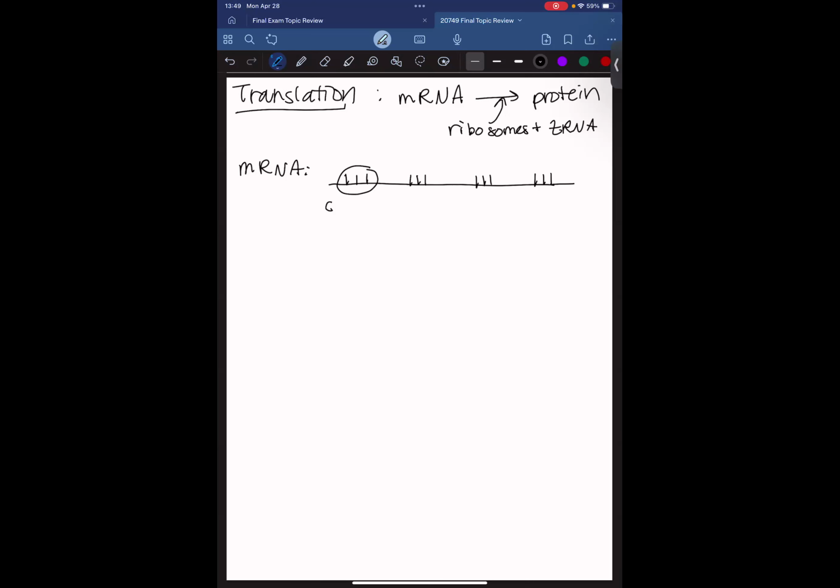So what is this called? The 3 nucleotide sequence on an mRNA that codes for an amino acid. What's the term for that? Codon. Thank you. Codon. And 1 codon will code for 1 amino acid.